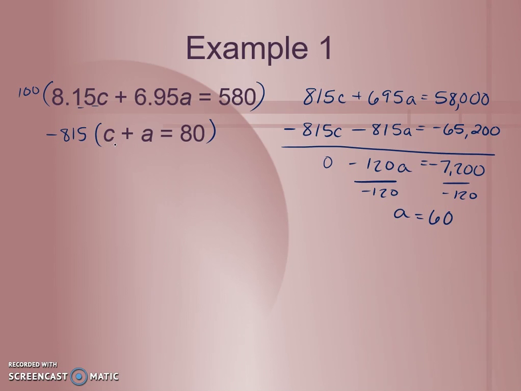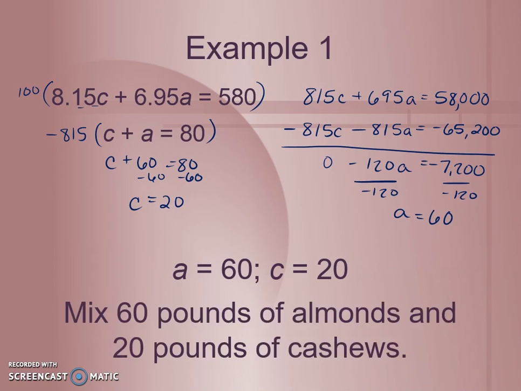We can just go back to this original equation right here. We said C plus our almonds will equal 80. When we subtract 60, you can probably do this in your head without even having to write it out. We'll find out that C is equal to 20. So we're going to have 60 pounds of almonds and 20 pounds of cashews.